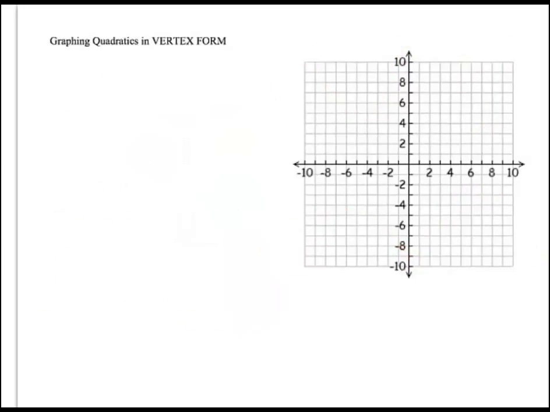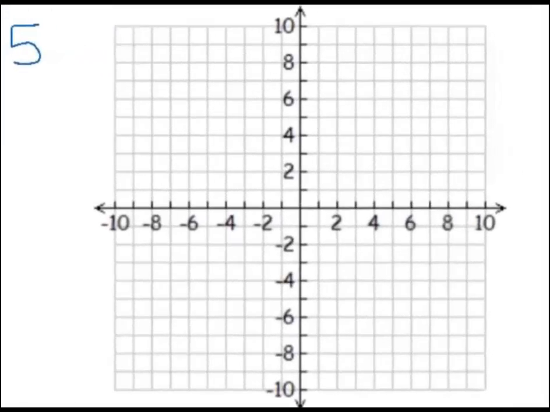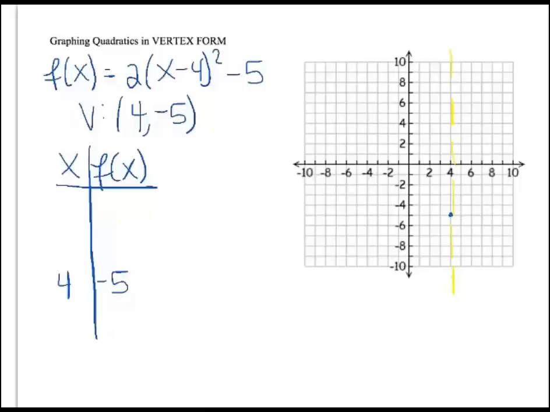Let's say I have f of x equals 2 times the quantity x minus 4 squared minus 5. All right, so right away, that vertex is h and k. So that's going to the right 4 and down 5. So that vertex is going to be at 4, negative 5 right here. So I'm going to make a table. So I'm going to say that the vertex is going to be in the middle of my table because I'm going to pick some points that are to the left and to the right of the vertex. That way I can get some really nice points for my symmetrical parabola.